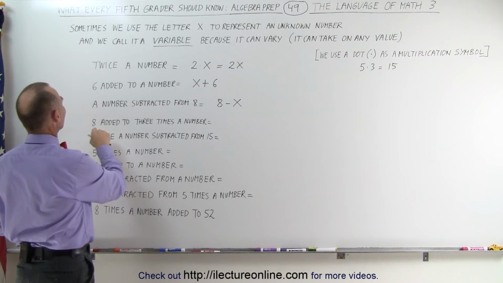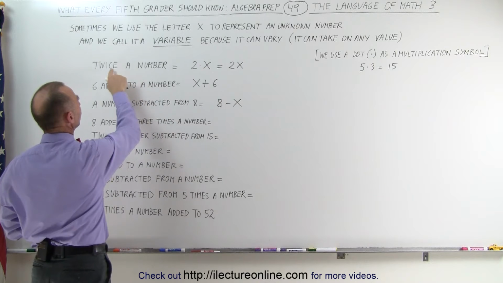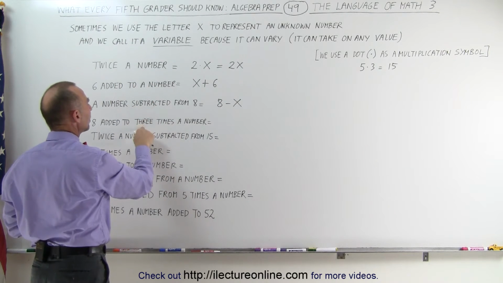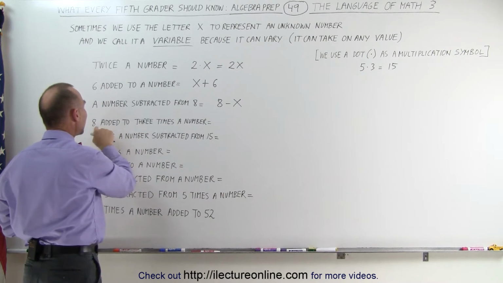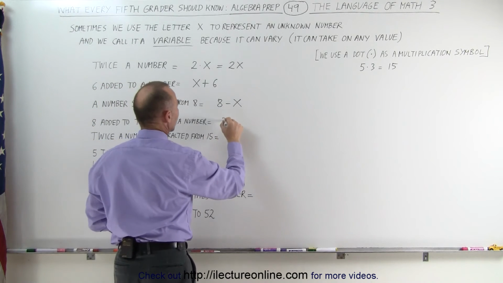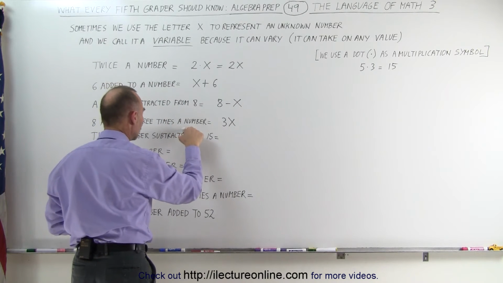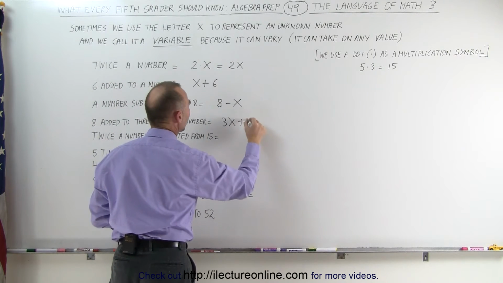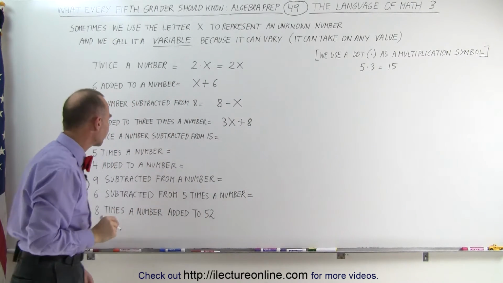The next sentence says 8 added to 3 times a number. Remember, here we have 2 times a number. Here we have 3 times a number, so we're going to call that 3x, and then we add 8 to that. 3x means 3 times x, that's 3 times an unknown number, and then we add 8 more to that, that is 8 added to 3 times a number.